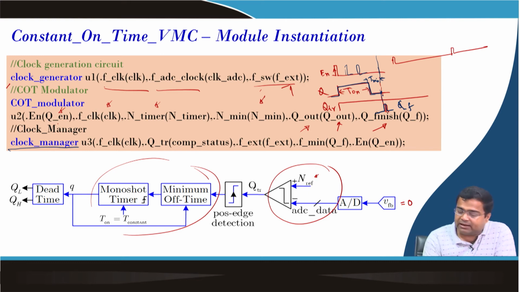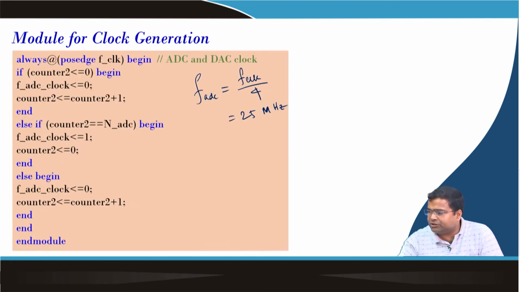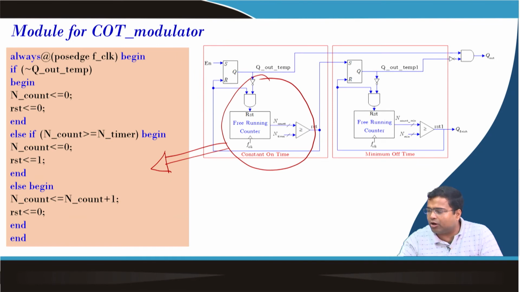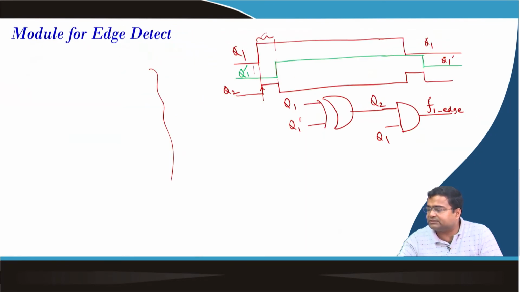What is the enable? It is the output of the clock manager. I told you that you have to OR 3 edges. One is the edge of the QTR, another is the edge of the F min, another is the edge of the F external. So, all this combination will go to the enable time. So, this will complete the implementation of this block that we have discussed.